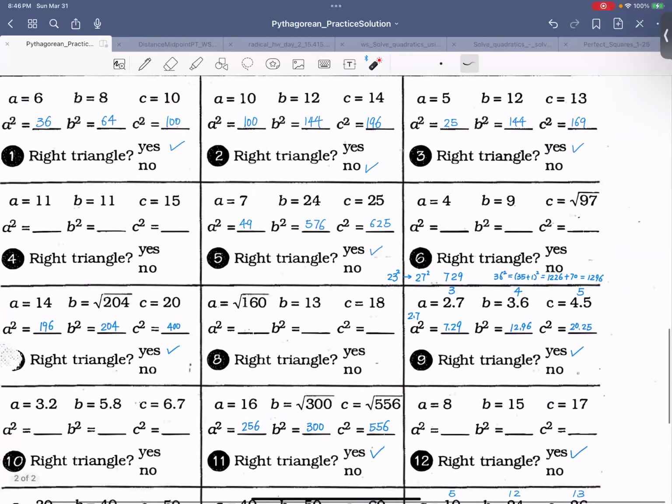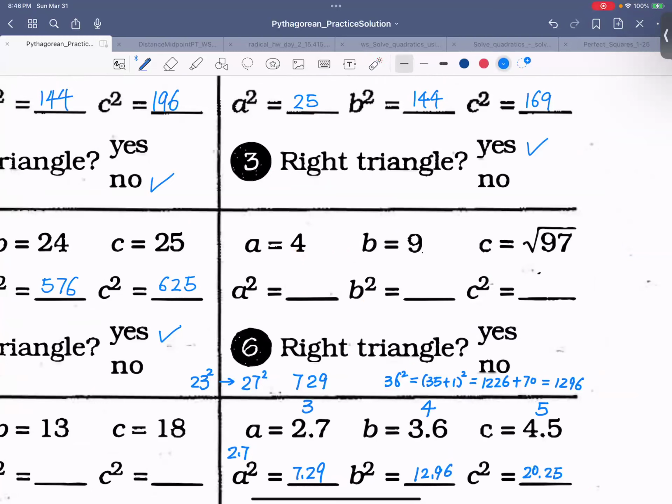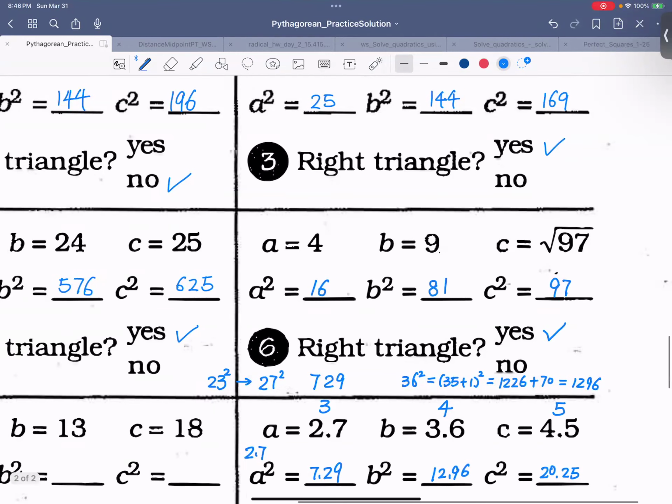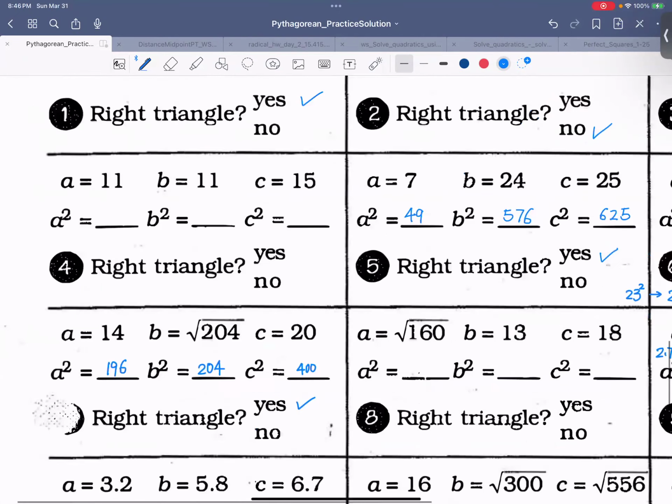You try one more here. Let's check if this is a right triangle. Go. 16. Next. 81. Next. 97. Which is yes, right? Okay. Thank you. Let's try number 4 over here.